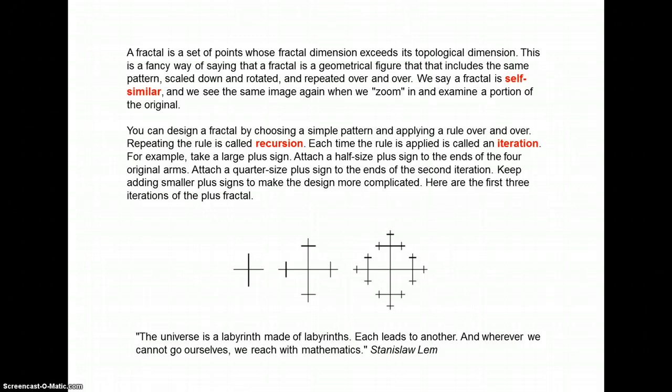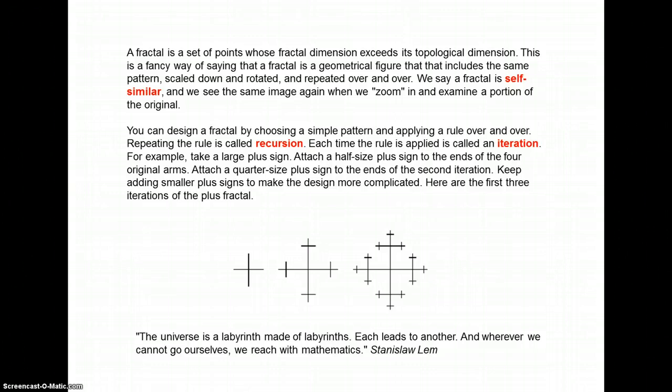You can design a simple fractal by just choosing a simple geometric pattern and then applying a rule over and over. Repeating the rule is called a recursion. Each time the rule is applied is called an iteration. For example, look at this large plus sign on the left. This is our seed image.